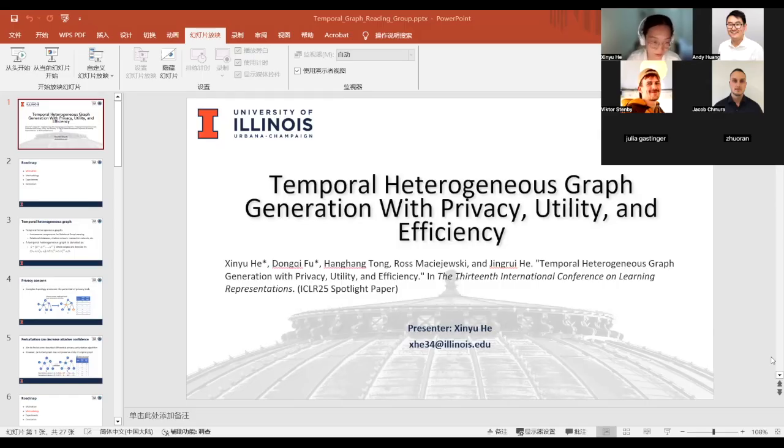Thank you for the introduction. So I will start my paper sharing today. The paper title is Temporal Heterogeneous Graph Generation with Privacy, Utility, and Efficiency. This is an ICLR 2025 spotlight paper, and I'm very happy to share it with you guys. So here's the roadmap for my presentation today. I will first introduce the motivation for our work.